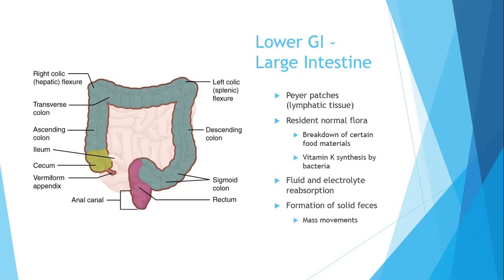Ideally, out it goes. But you can see that it's pretty convoluted, the little path that it takes. And the appendix is that itty bitty little thingy, and you can see how something could get caught in there and it could get infected and you end up with appendicitis, and it has to be removed. So you can think of the small intestine as the major site for nutrient absorption and the large intestine as the major site of fluid and electrolyte reabsorption. And so when we talk about the disorders, think about how that is going to affect things.